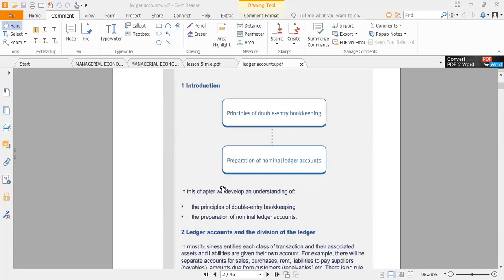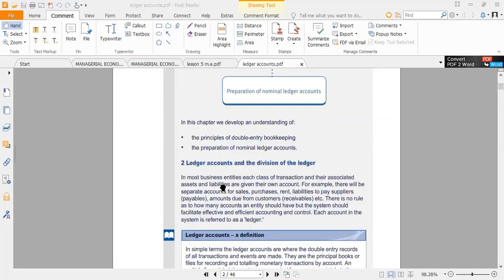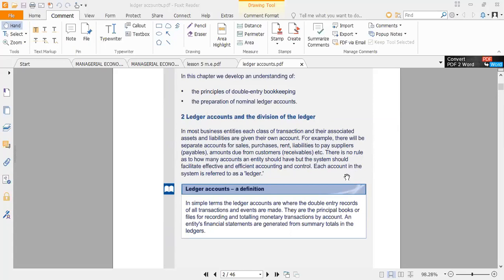So we'll look at double entry bookkeeping and the preparation of the ledger accounts. So, ledger accounts and the division of the ledger. Now, in simple terms, a ledger account is simply a book of accounts. These are principal books for filing, for recording, for totaling transactions by account.